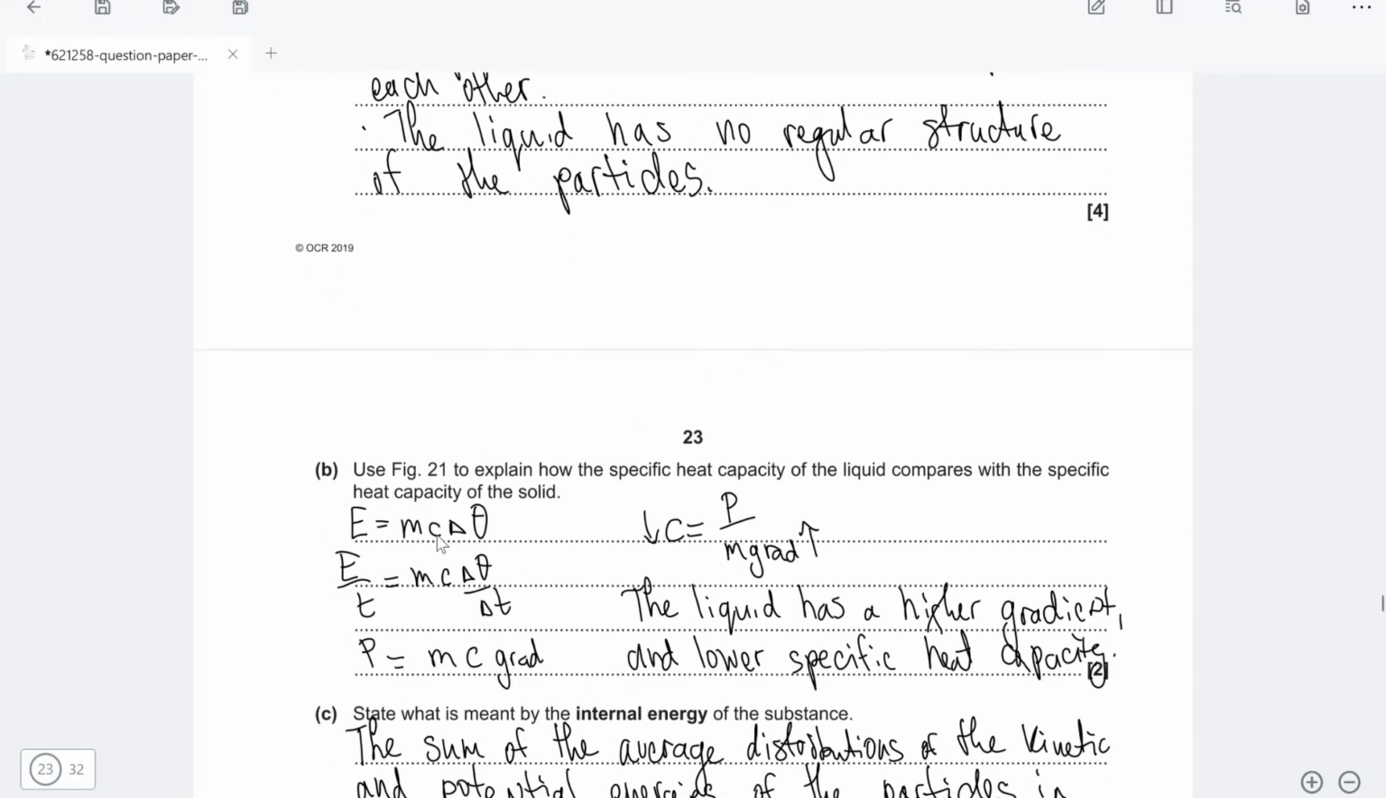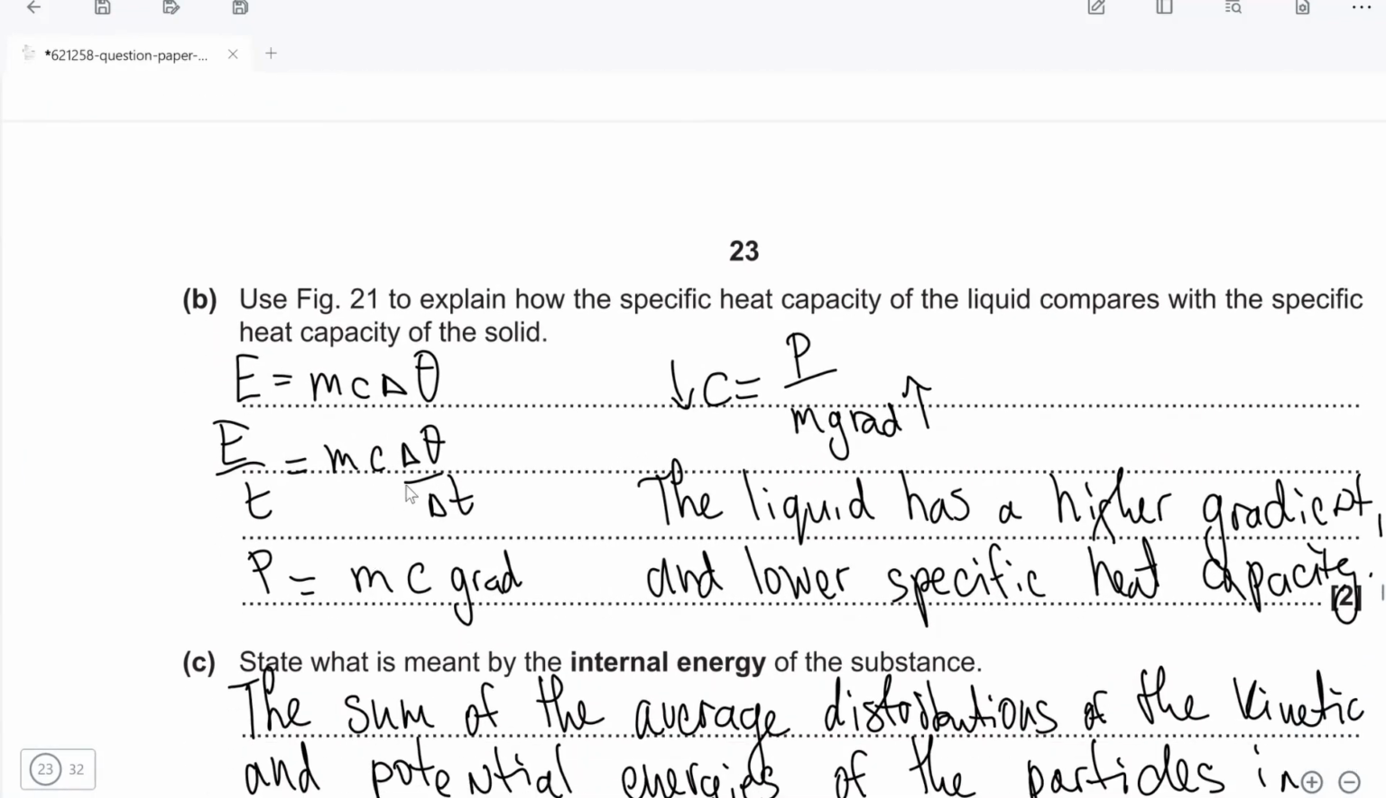Because E is equal to mc delta theta, we're going to use our typical trick by dividing by delta T. So if we divide by time, let's add a little delta over here, what we're getting is the power on the left hand side and change in temperature divided by change in time. Well, hang on a minute, this is actually the gradient in a temperature against time graph. So what we get is that the power is going to equal mc, the specific heat capacity, times the gradient. I've called the gradient just grad, just so that it's not confused with m, the mass.